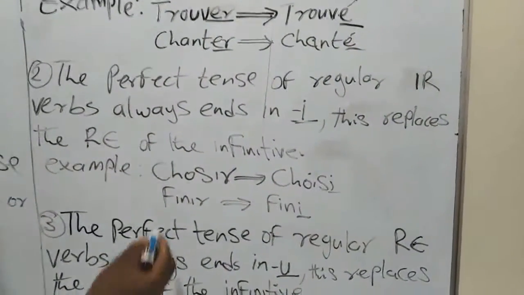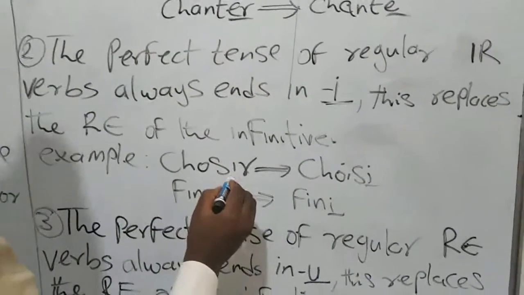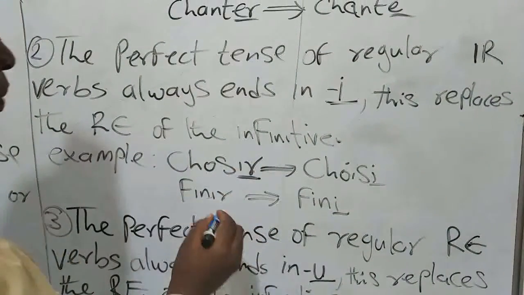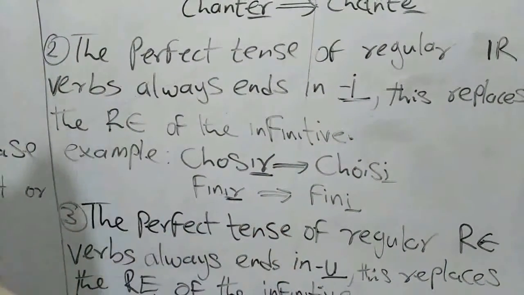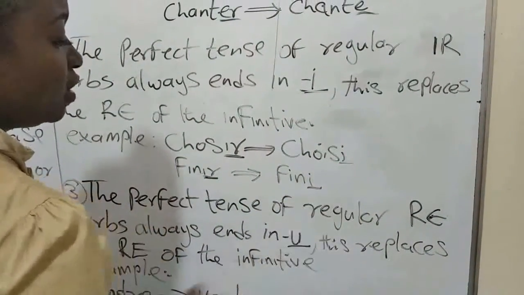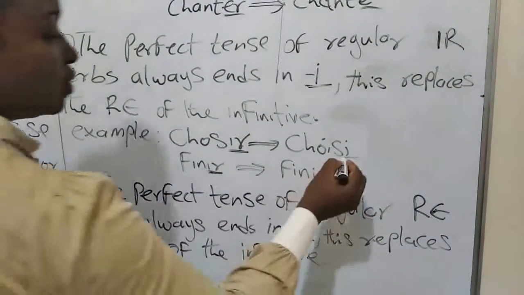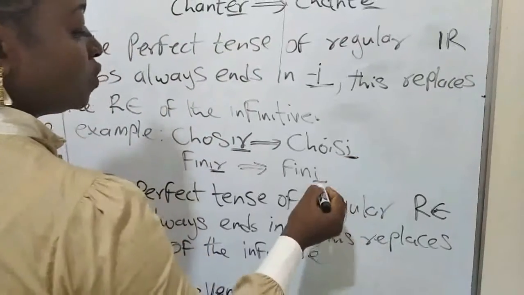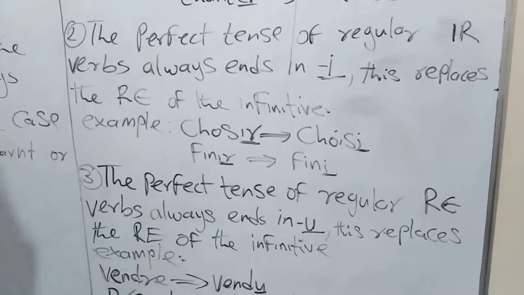Now the example here is choisir. You know, here is an IR verb. Finir, IR verb. Now for passé composé, it is going to be j'ai choisi. This is the I now, which is the participe passé.